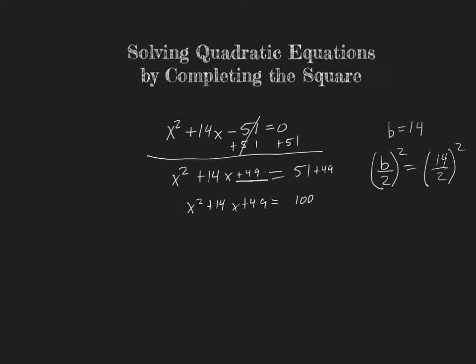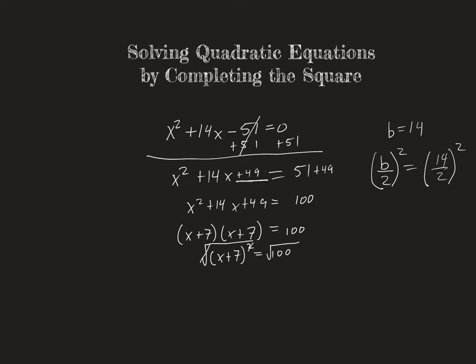Now you're looking for two numbers that when you multiply them gives you 49, but when you add them gives you 14. You're going to get a square, so that's going to be x plus 7, x plus 7, and that's going to be equal to 100. Whenever you have something like this, you need to rewrite it as x plus 7 squared equals 100. Now, you need to find the square root of that.